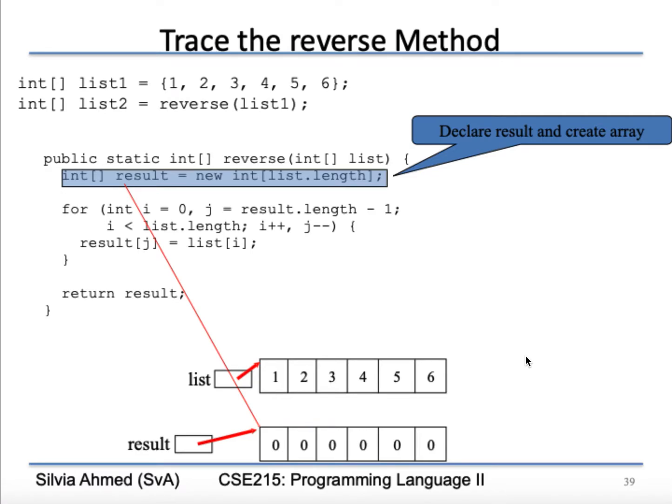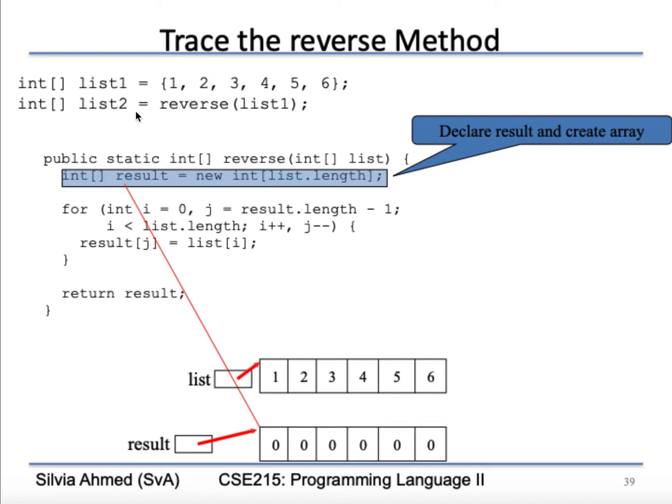Let's look at an example, the reverse method, that takes in an integer array and reverses the contents of the array. In our main method we have one integer array, list1, which is initialized with 6 numbers. Then we call the reverse method by passing the list1 array. When I say passing the array, we actually mean passing the address of the array.